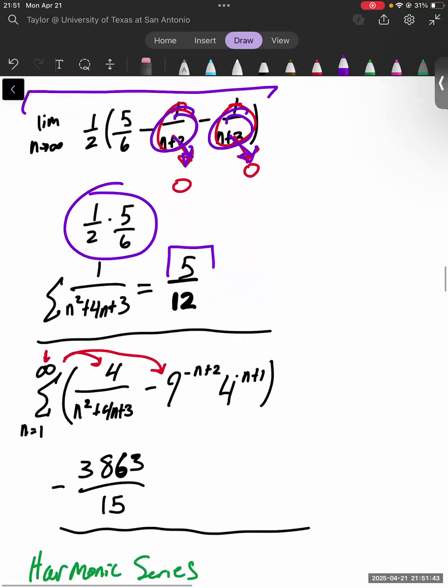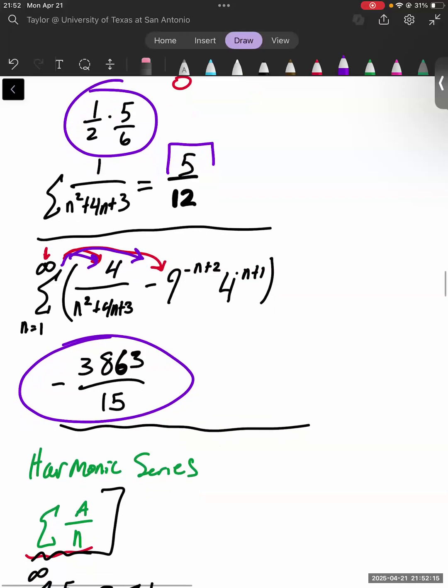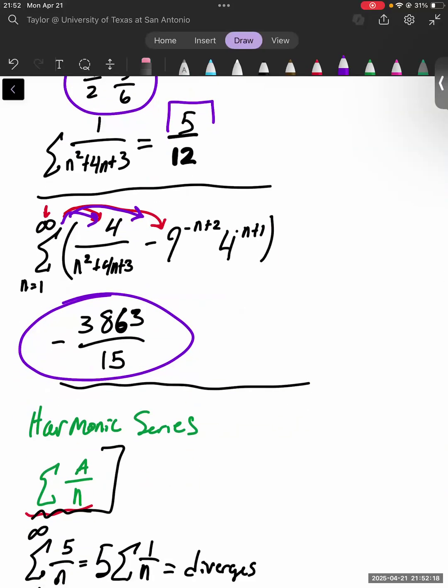Cool. All right, and then this one here is a nice little combination of telescoping series and geometric series. I left this one as an exercise to the reader. But I will say, in order to get started, I can distribute my summation into the parentheses, and then I'll get two separate sums. And my only other hint is that the answer is negative 3863 over 15.